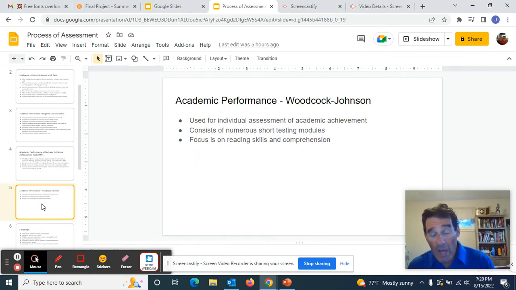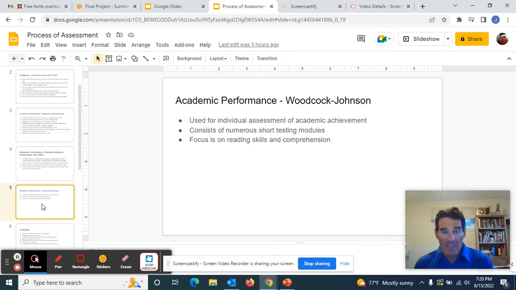The final one is one I'm familiar with. It's the Woodcock Johnson. It's the one I used the last couple years. I did not really use it a lot. I became familiar with it and how to give it and everything. So it is used for, like the others, individual assessment of academic achievement.